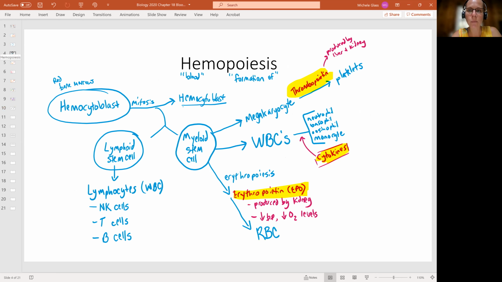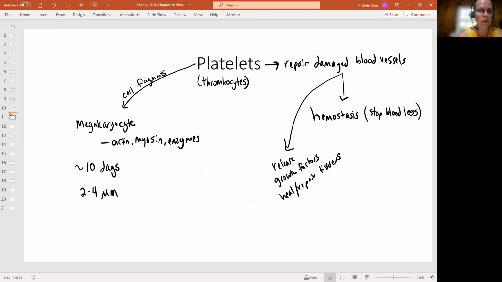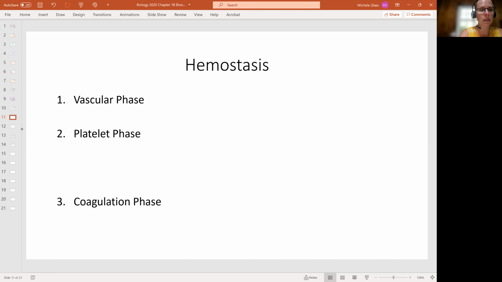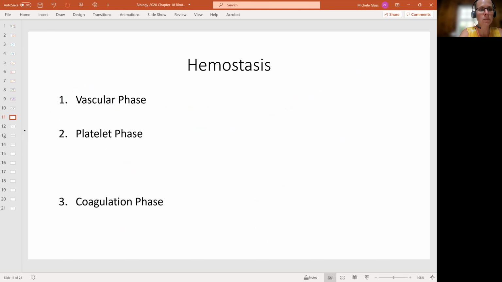when we talked about hemopoiesis, and we said that, of course, the platelet is derived from the megakaryocyte, but the megakaryocyte is derived from the myeloid stem cell. We already mentioned that hormone thrombopoietin, which is being produced by the liver and kidneys, that's going to trigger the production of platelets. So now we see that naming thrombocyte showing up here in our reference.